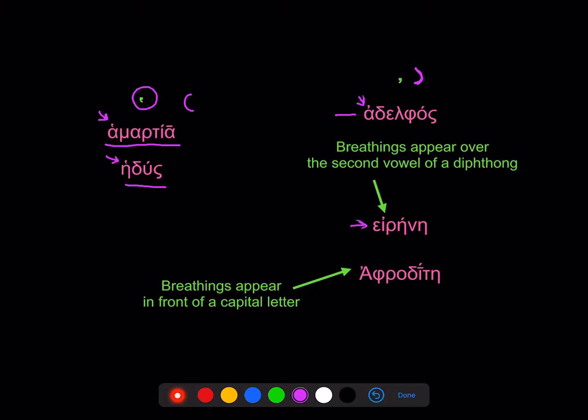Now this one begins with a diphthong, and you can see if you have a breathing over a diphthong, the breathing appears over the second vowel. This word is eirene, which means peace. We get the name Irene from that. And finally, Aphrodite. Aphrodite begins with a capital letter because it's a proper noun. It's the name Aphrodite. And when you have a breathing with a capital letter, it appears in front of that letter rather than on top of it.